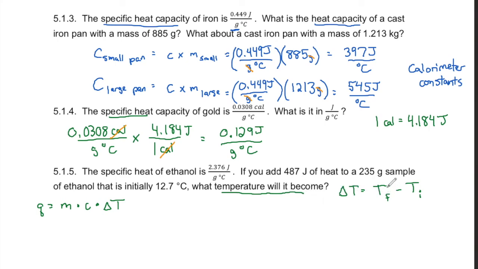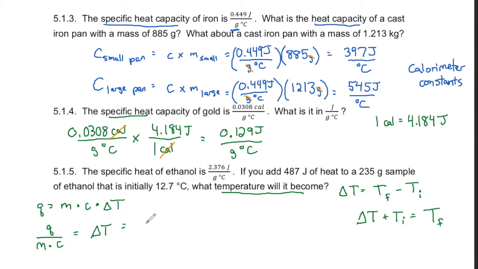So remember, our change in temperature is our final temperature minus initial temperature. And when we rearrange that, we get that our change in temperature plus our initial temperature will be our final temperature. And that makes sense. If we have a 5-degree change in temperature and our original temperature was 35 degrees, we would end up with 40 degrees. So that means we need to know what this delta T is so that we can add it to the initial temperature. So if we solve this equation for delta T, we get Q over M times C.